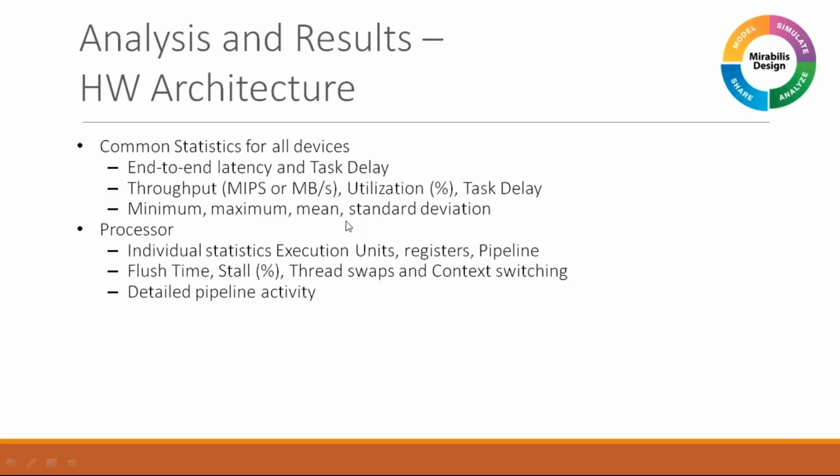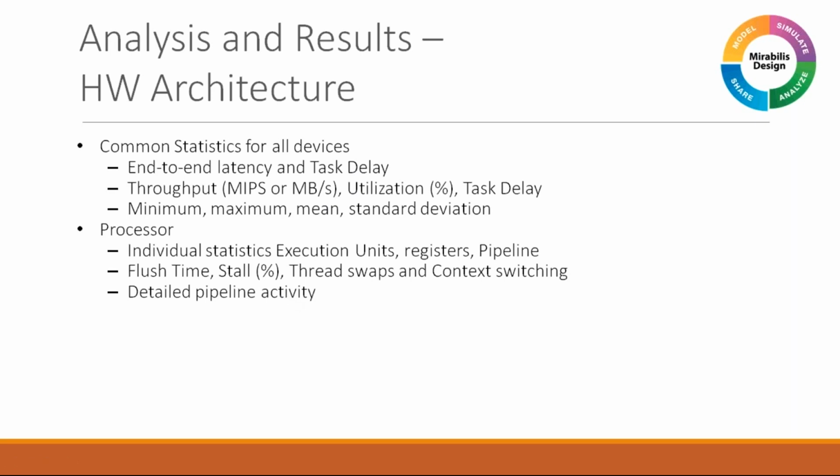Okay, so in terms of the analysis and reports that we have conducted over here, we are looking at the end-to-end latency, and we are looking at the task delay in the processor itself. We also look at the throughput in terms of million instructions per second or megabytes per second for a bus or a memory technology. Also, we are looking at utilization of the resources and task delays, and all these values are provided in minimum, maximum, mean, and standard deviation.